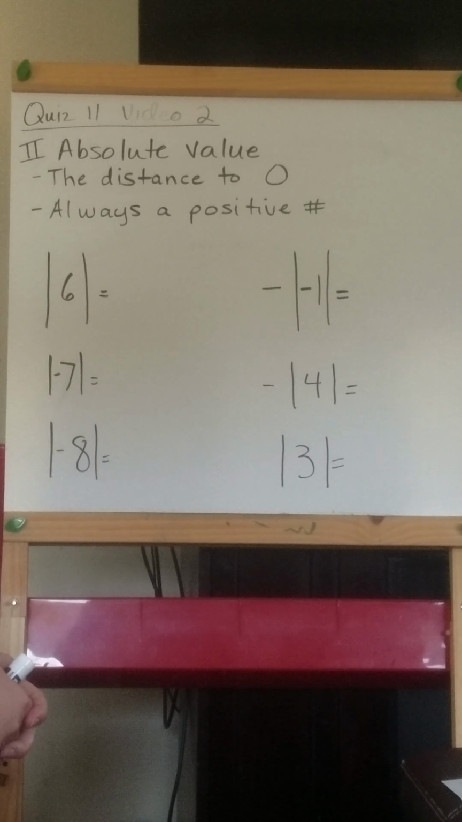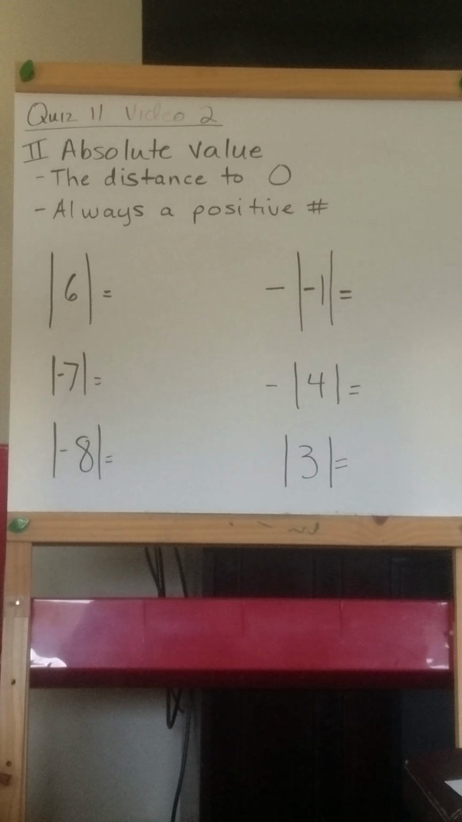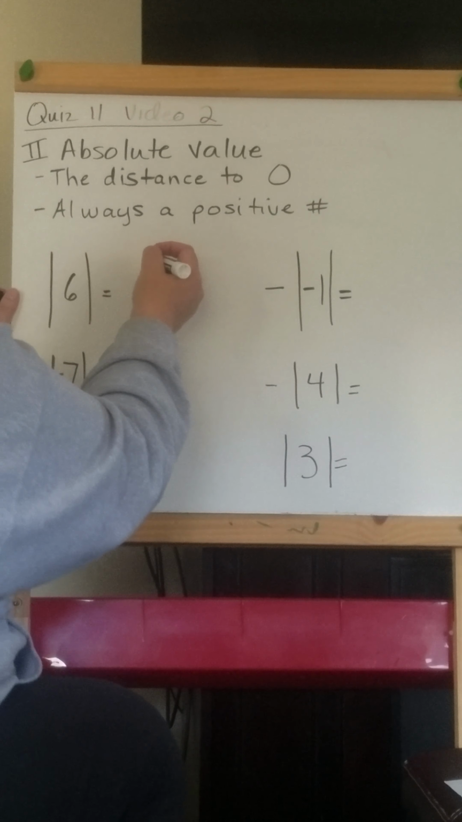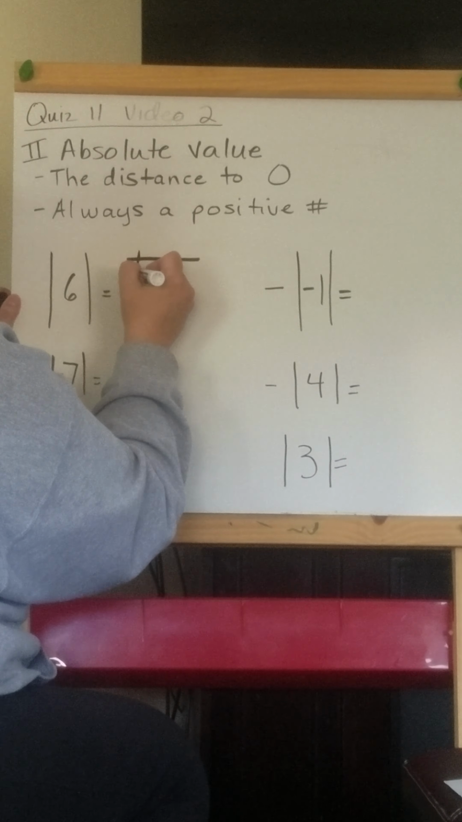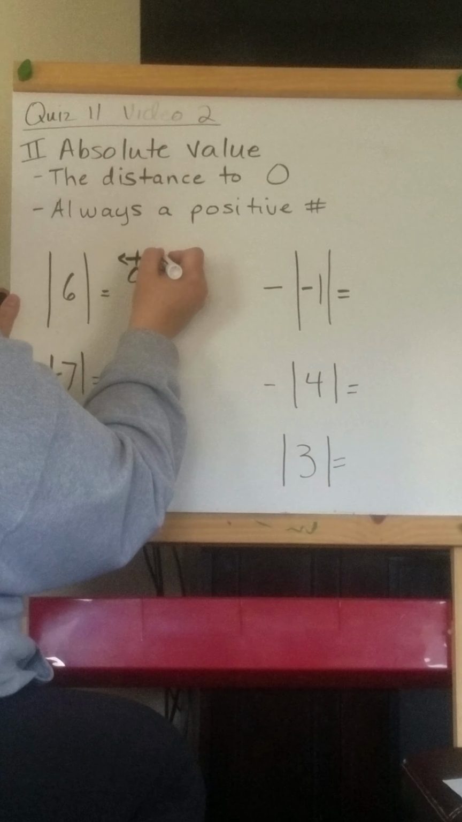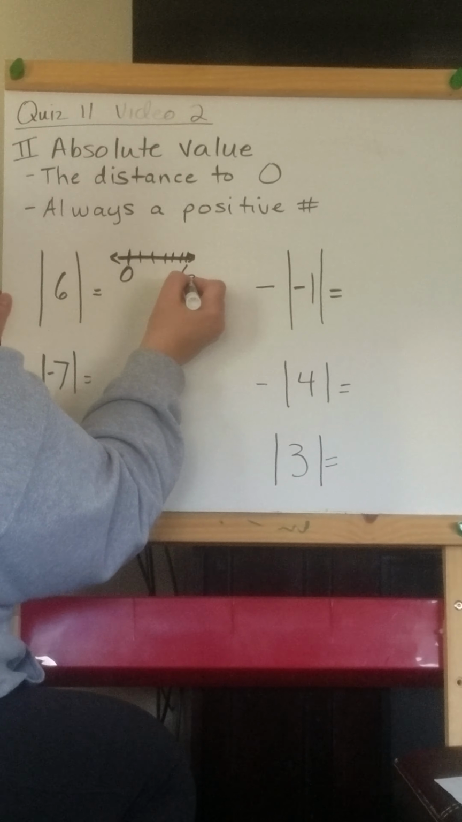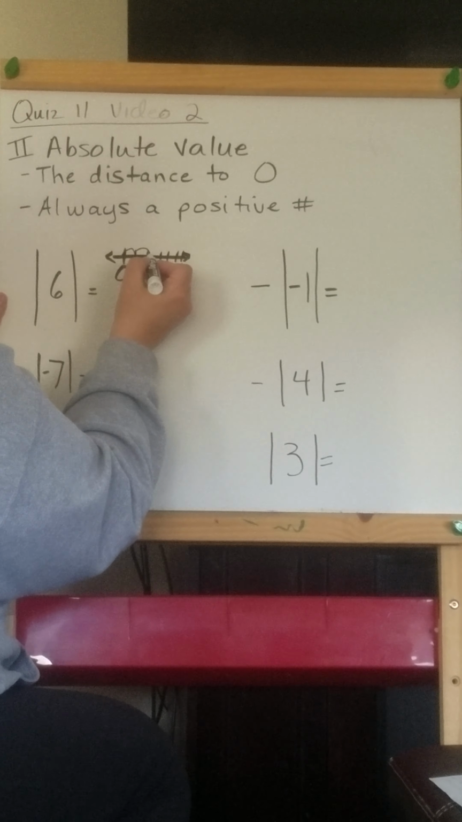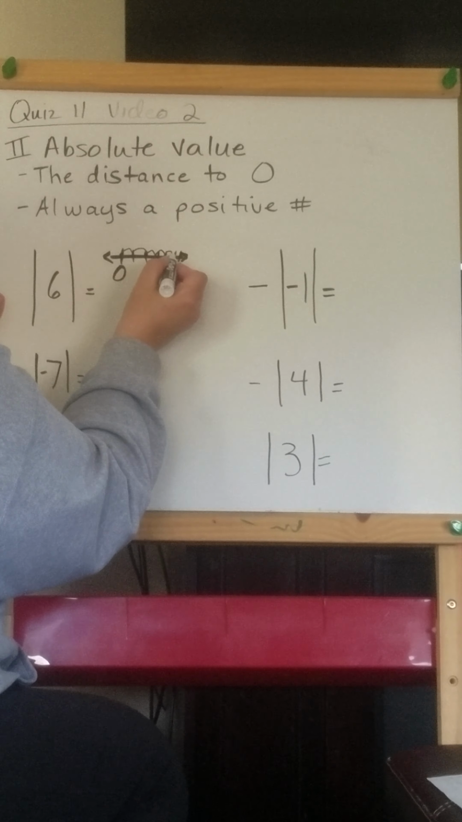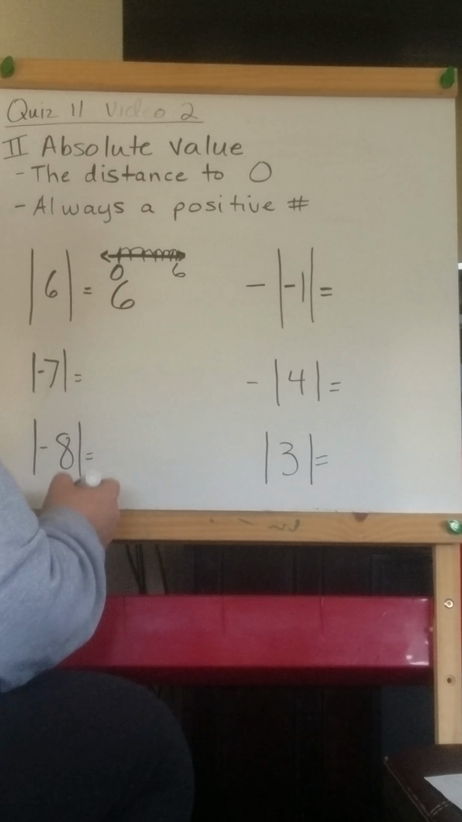So what this says is find the absolute value of 6. You say to yourself, well, how far away is 6 from 0? If you had a number line, and you had 0 over here, 1, 2, 3, 4, 5, 6, there would be 6 spaces. So the absolute value of 6 is 6.